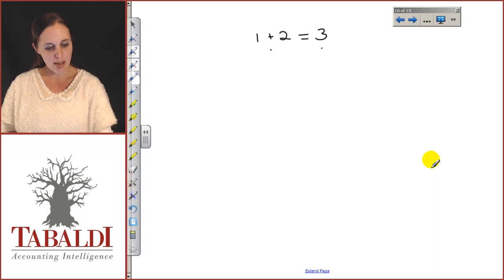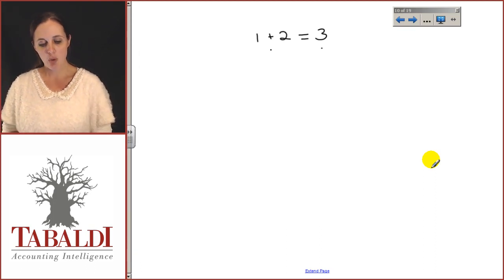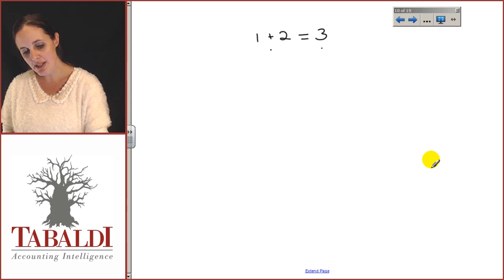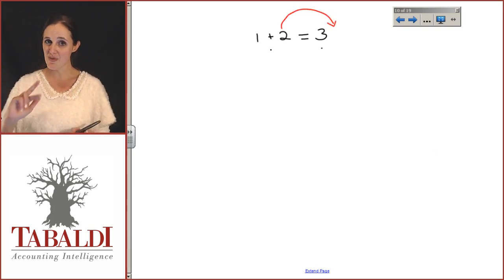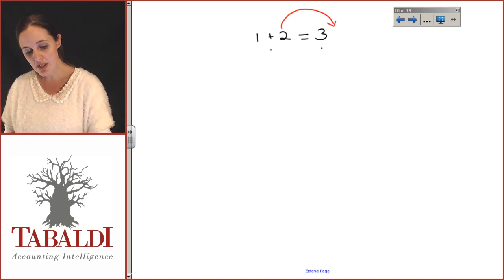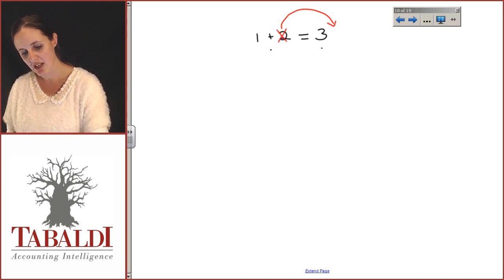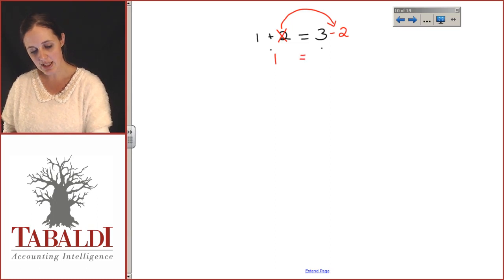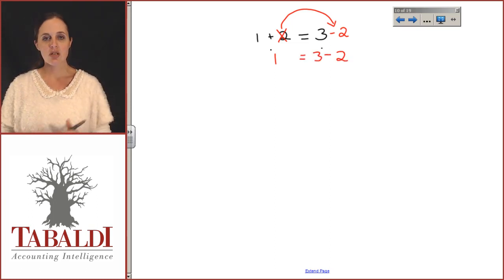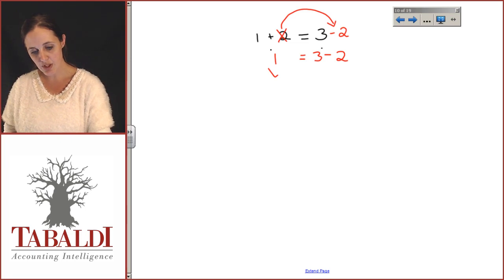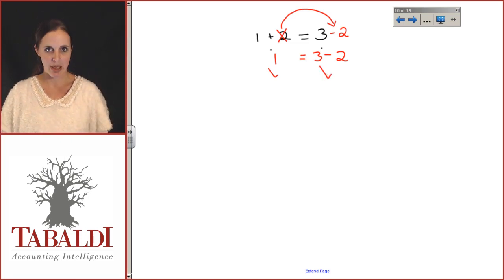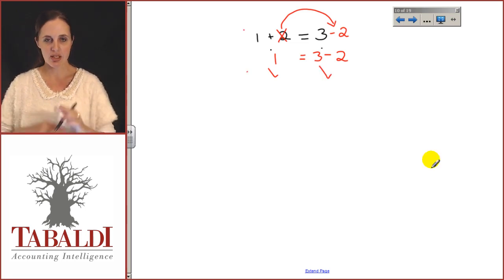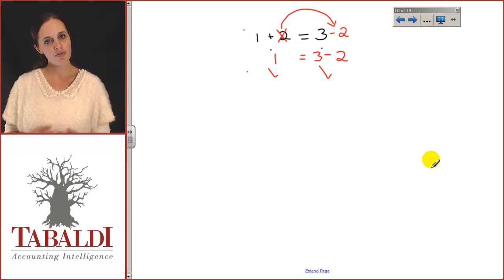We also learned that you were able to manipulate the equation, which means you were able to take things from one side of the equal sign over to the other. But if you did that, you had to change the sign. So we could say, let's take that 2 away from there and put it on the other side of the equal sign, but that had to be subtracted. So now we're sitting with 1 equals 3 minus 2. Does the equation still balance? 1 equals 3 minus 2 is equal to 1. Yes, it balances. So these two say exactly the same thing, even though they are different.